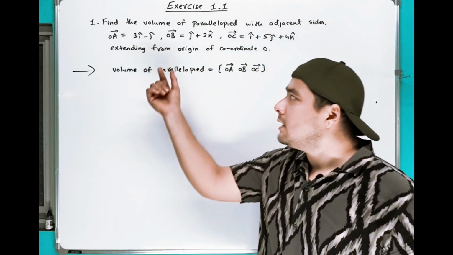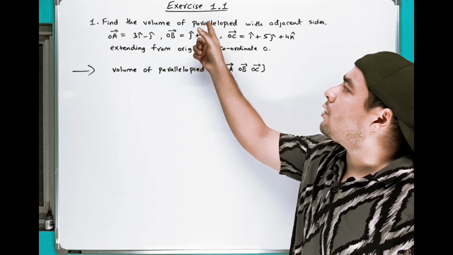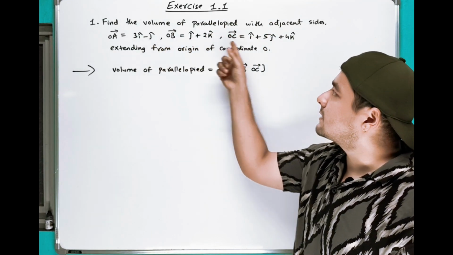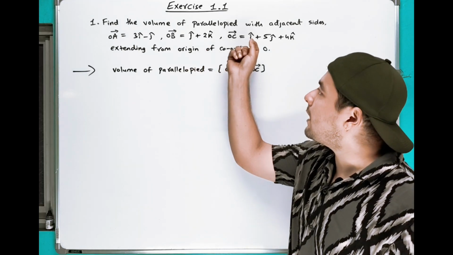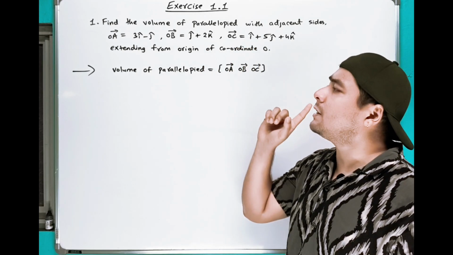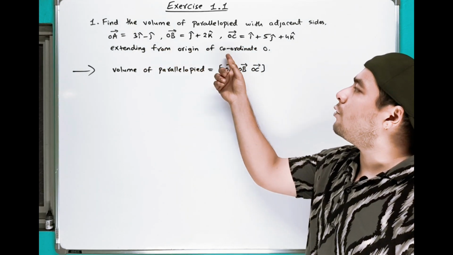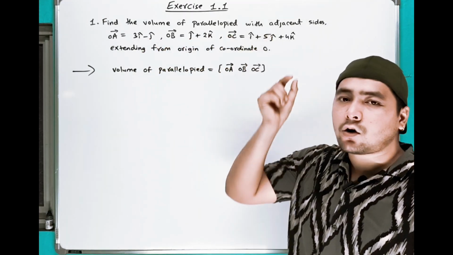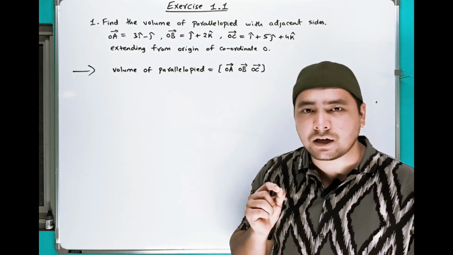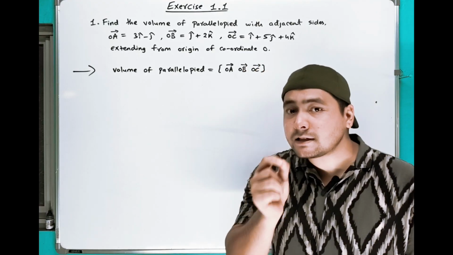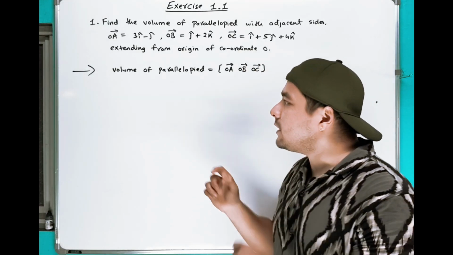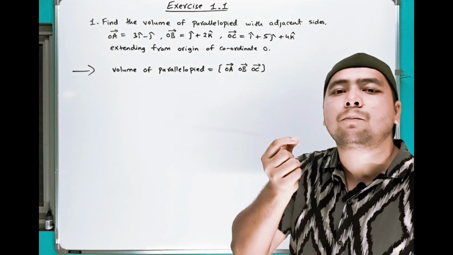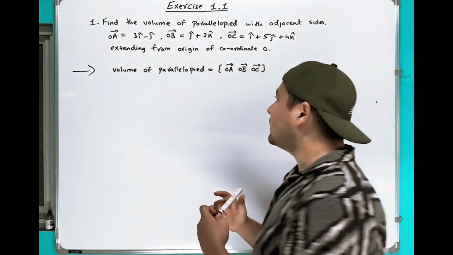So the question number 1 says that we have to find the volume of a parallelepiped whose adjacent sides are OA bar, OB bar and OC bar. And one more thing is given, it is extending from origin of coordinate O, which means all these vectors have a common point from where they are originating, which is point O, and it is at the origin. So as we know that the volume of parallelepiped is equals to the scalar triple product of three vectors.